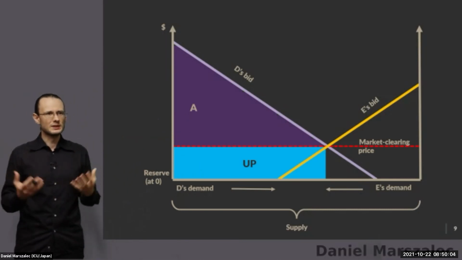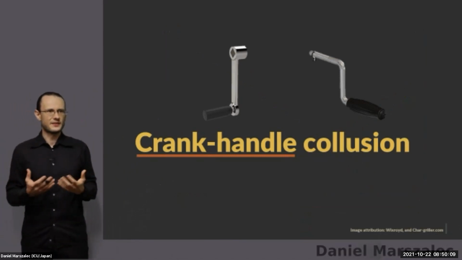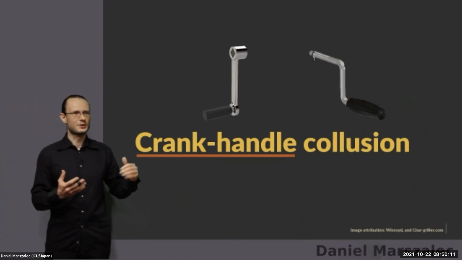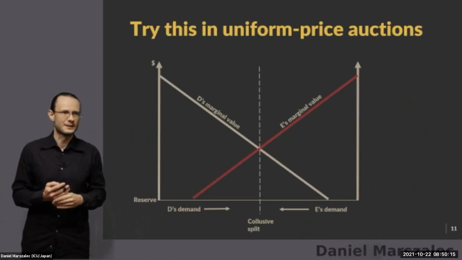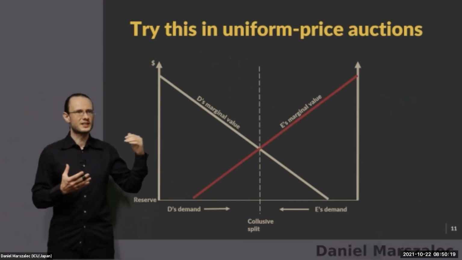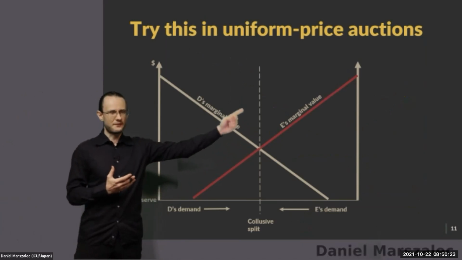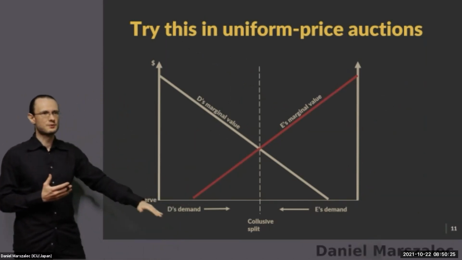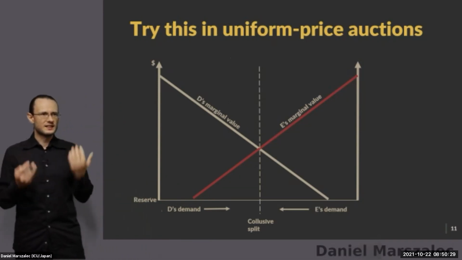Okay, so we will look at collusion in this setting today, and we call this phenomenon crank handle collusion, which hopefully you will understand why we call it that in one slide's time. So let's suppose that these two bidders are trying to rig the market and collude such that it gets split at this efficient level, but at reserve price, so that they only have to pay the reserve price. Well, let's try this, okay?